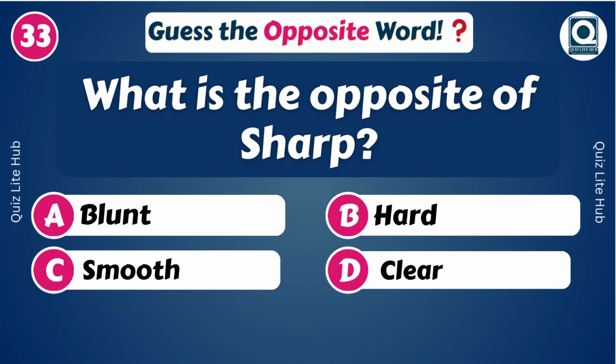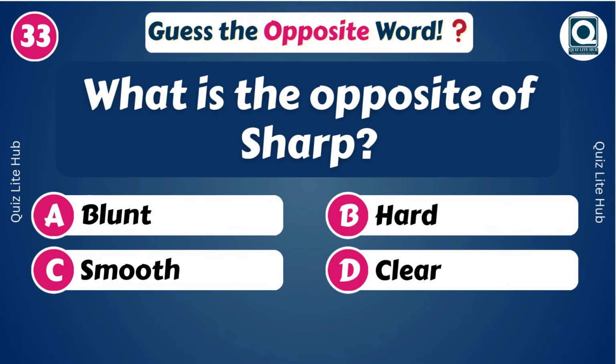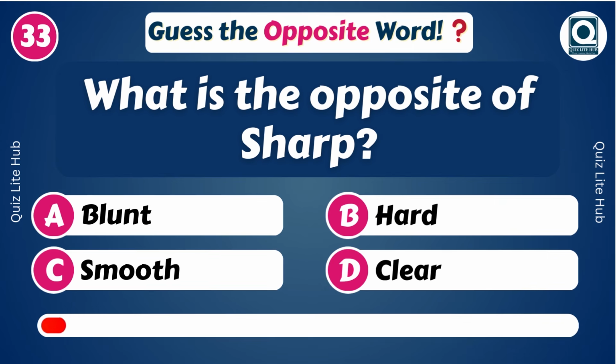Object test. What's opposite of sharp? Focus on the 4 options and pick wisely. The correct answer is blunt.